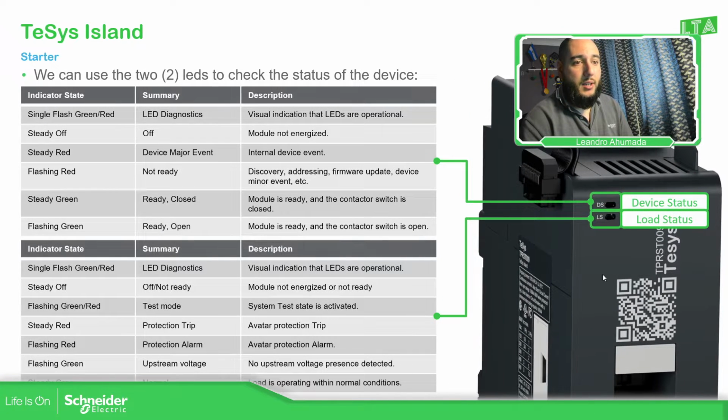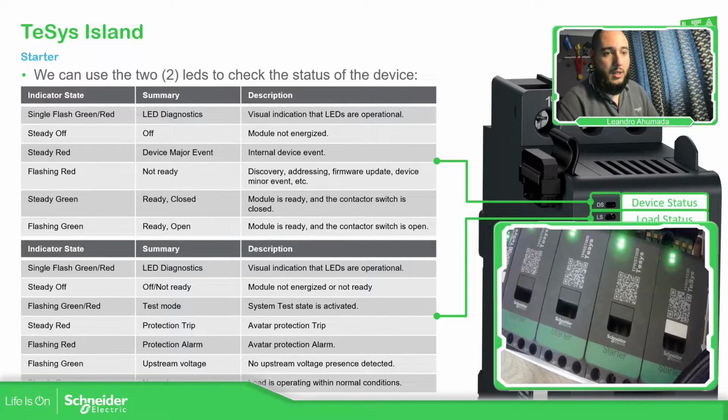Here you can see a full definition of the different behaviors that we have with the LEDs. For example, I have next to me these 4 starters, and as you can see, they are blinking. That indication will give us what's really happening. Depending on what's happening, we can identify what the problem is, whether it's a trip or an alarm, without using the software. Of course, if we want further information, then we must use the software.